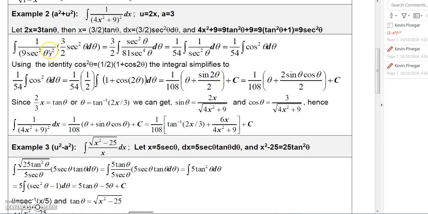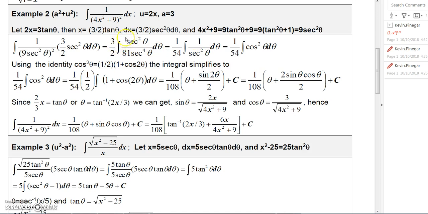Okay, so now we're going to replace the dx with the 3/2 secant squared theta d theta from up here. We're going to replace the 4x squared plus 9 with the 9 secant squared theta that we had up there. And then of course we're going to square that. So when we square that, we get 81 secant to the 4th theta. And I factored the 3/2 out of the integral, and I have secant squared theta in the numerator. And then you can divide that into this and get secant squared theta in the denominator.